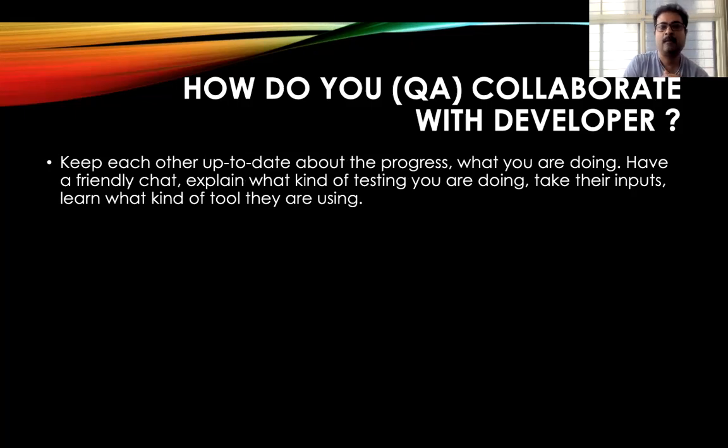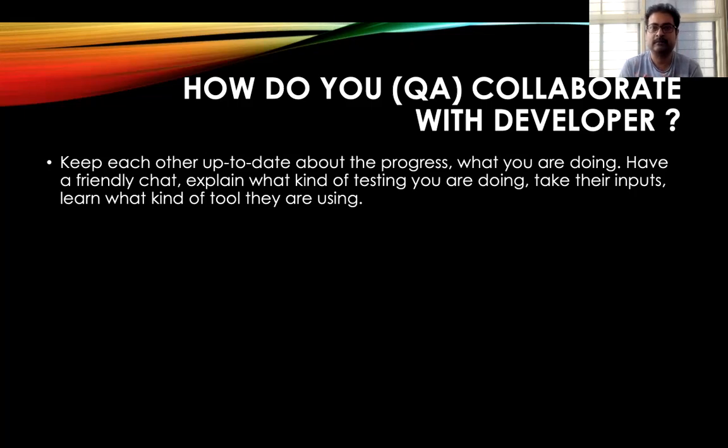Third thing is we keep each other up to date. When the testing is going on we keep each other up to date. We try to create visibility. So the tools we are using, we try to show them what kind of tools we are using. We try to understand what kind of tools and frameworks the development team is using, so that maybe we will be able to reuse some of them to avoid duplication of effort, to avoid the wastage of time.